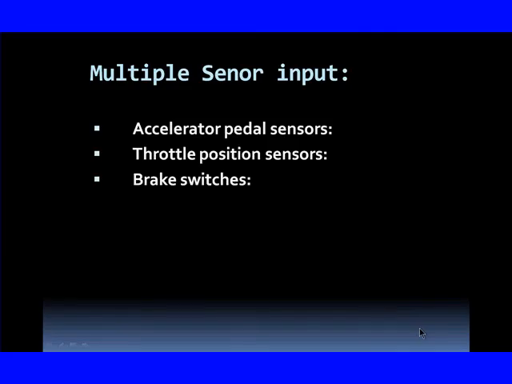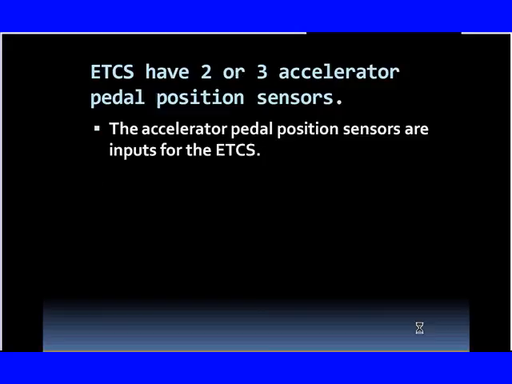We're going to have multiple sensor inputs. Now, not only are they going to be multiple, they're going to be divided. We're going to have accelerator pedal sensors. They're going to be the motorist request for speed changes. Throttle position sensors are going to be mounted where they've always been mounted, out on the throttle shaft at the throttle bore. And brake switches. We've got to make sure we're doing what the motorist or driver intended to do.